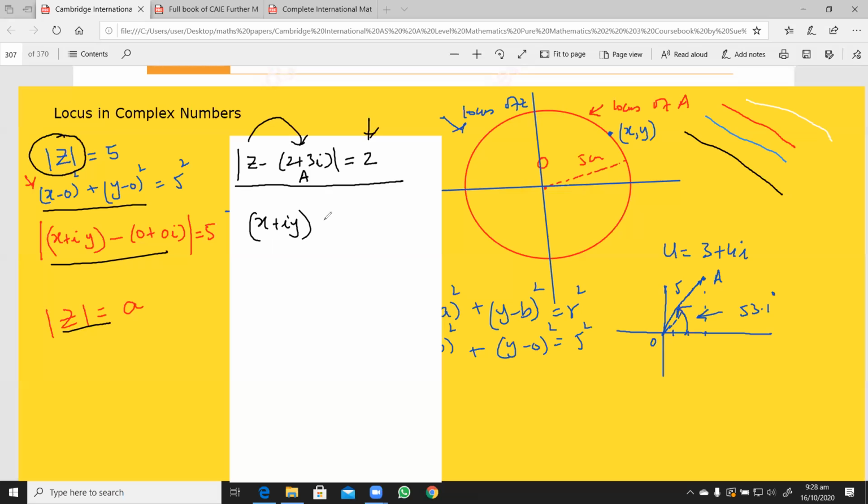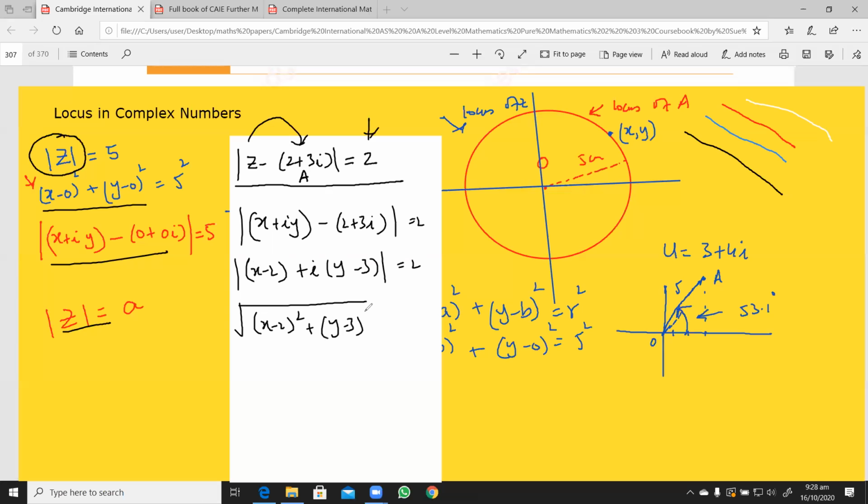Instead of z, I'll write x plus iota y, and this is 2 plus 3 iota. Then this is going to be x minus 2 plus iota into y minus 3, and that is equal to 2. Then I find the modulus: x minus 2 whole square plus y minus 3 whole square, equal to 2. Taking the square on both sides, x minus 2 whole square plus y minus 3 whole square equals 2 square. Now isn't it the equation of a circle with the center (2, 3) and the radius 2?